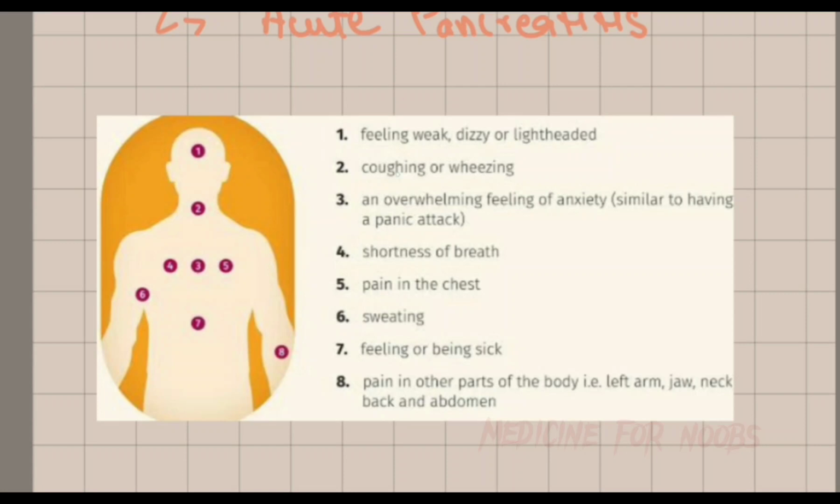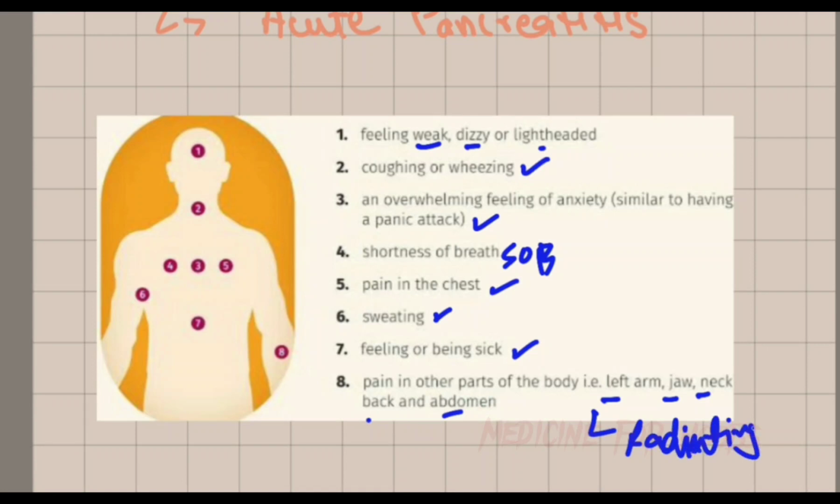The patient can feel weak, dizzy or lightheaded. It is because of the decreased perfusion. There can also be coughing or wheezing, and an overwhelming feeling of anxiety, such as having a panic attack, shortness of breath, chest pain, sweating, feeling of being sick, and pain in other parts of the body such as the left arm, jaw, neck, back, and abdomen. This is all due to the radiating pain, as chest pain radiates to other parts of the body.